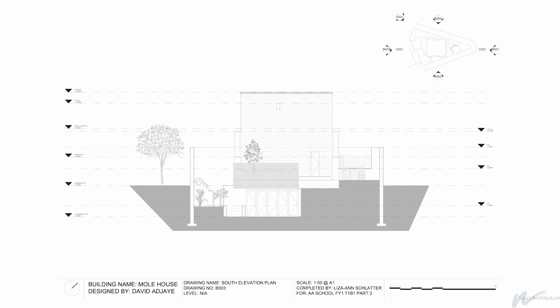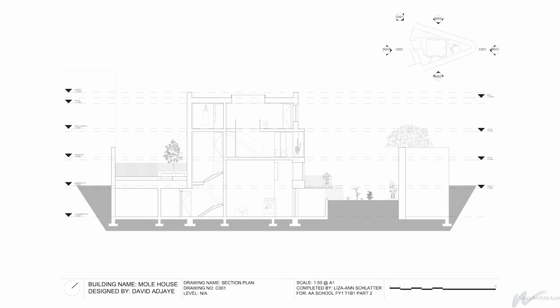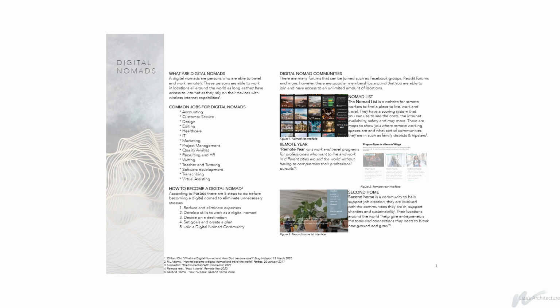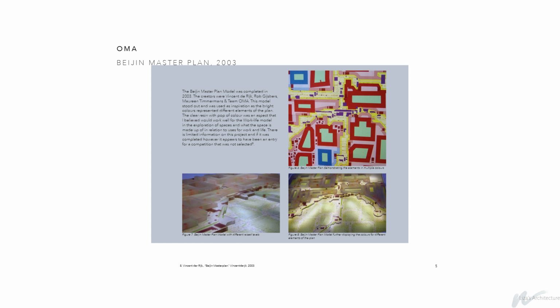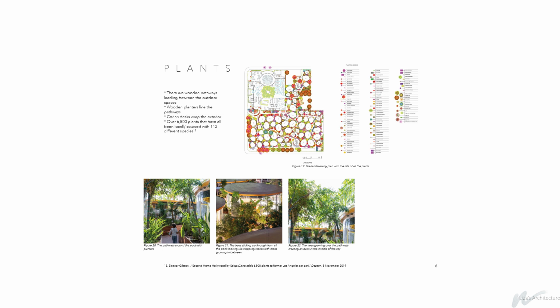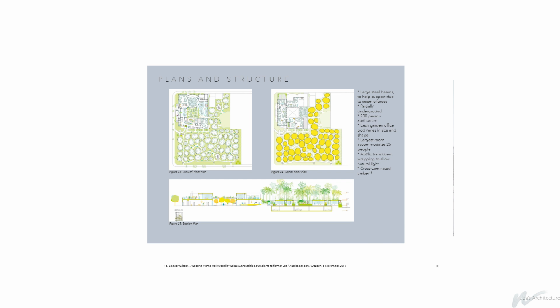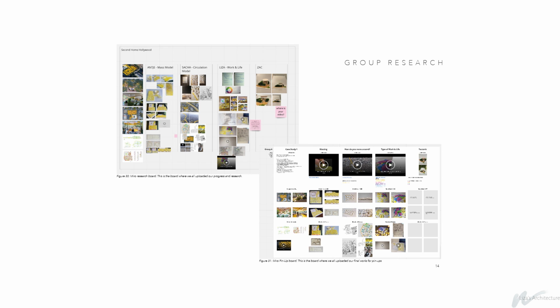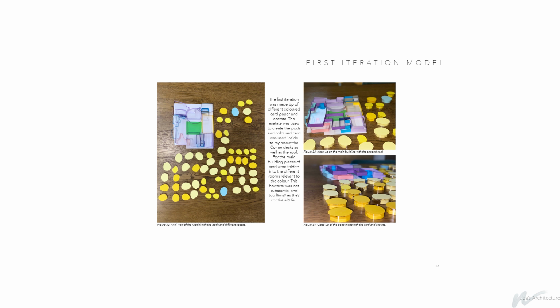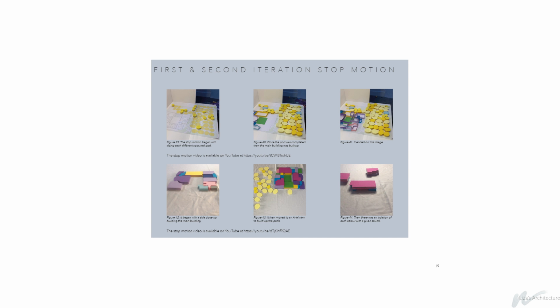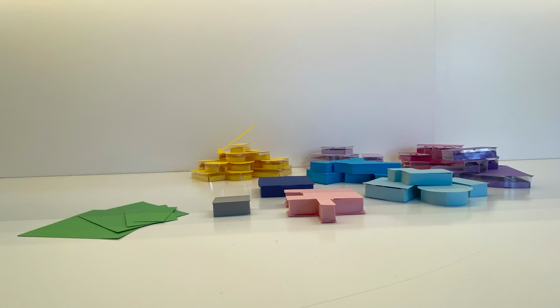Digital nomads. A digital nomad is a person who is able to travel and work remotely. There are many places that rent out spaces for people to work. This was a group project with Zach, Unchier and Sasha. Our first building was Second Home Hollywood, where we focused on the single-use workspace. I specifically made a model studying the work-life balance as well as a stop motion.